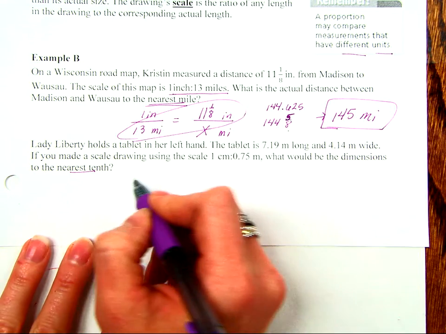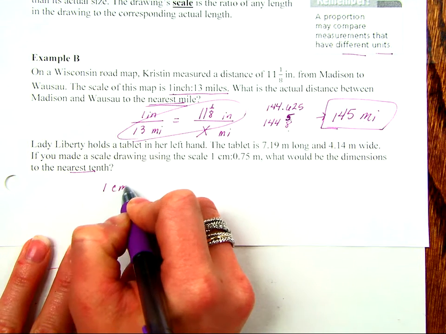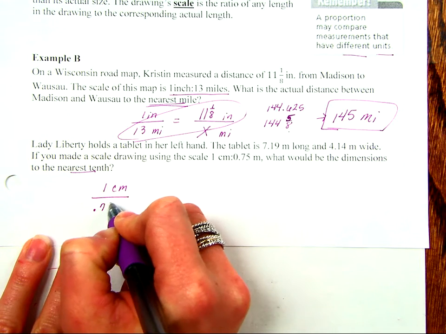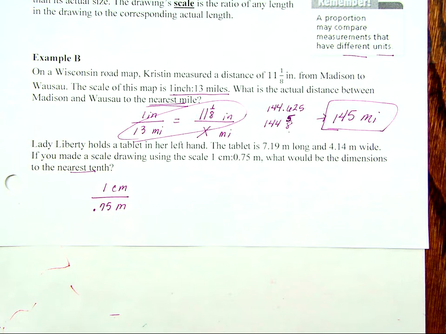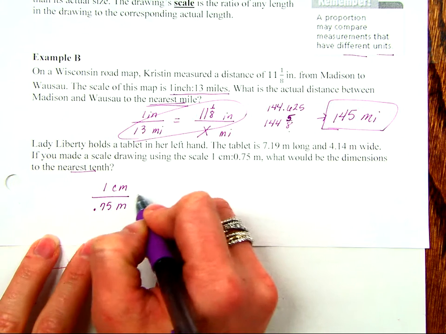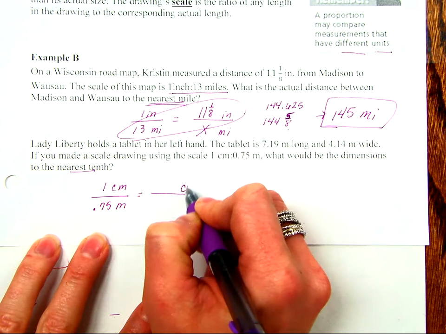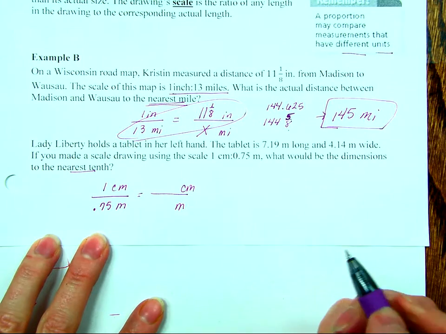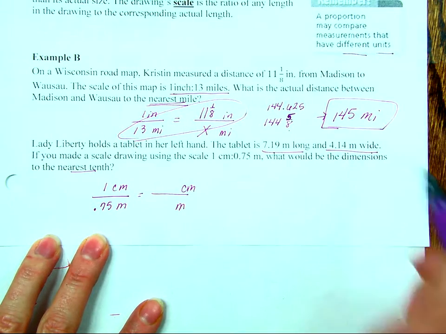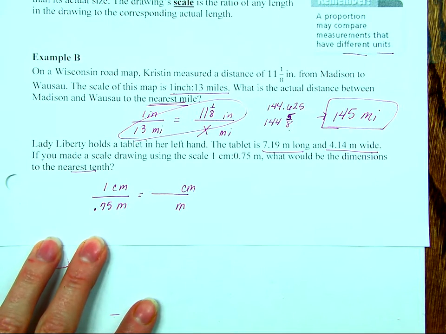So in this case, my scale, 1 centimeter to 0.75 meters, I'm looking for the dimensions. I'm actually looking for the length and the width of your drawing. And as before, we know we'd have centimeters and meters. Well, sometimes kids get confused because they have two different numbers to work with. I'm actually going to need to solve two proportions, one to find my length, one to find my width.